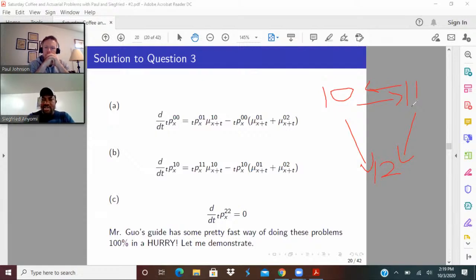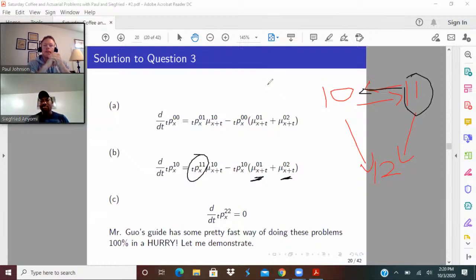Who is coming in? The one coming in will be P11, as we can tell from here, going to 1, 0 with a force mu of 1, 0. That's the only thing we see coming into P10. The next thing we do is focus on those moving out of tP_x^10. Essentially they are all moving to either state 2 or state 1 with force mu 0, 1 and mu 0, 2. Then we are done. Yep, I like that.